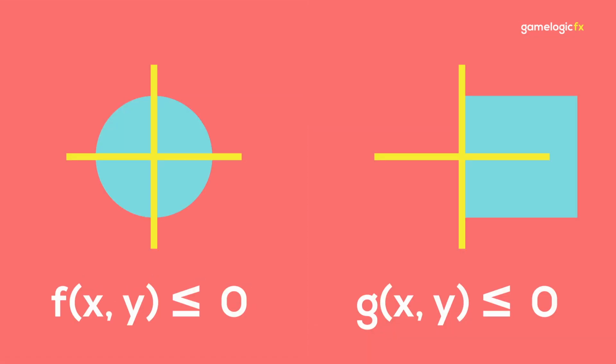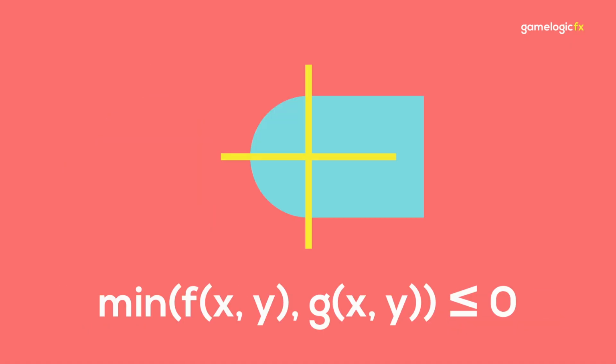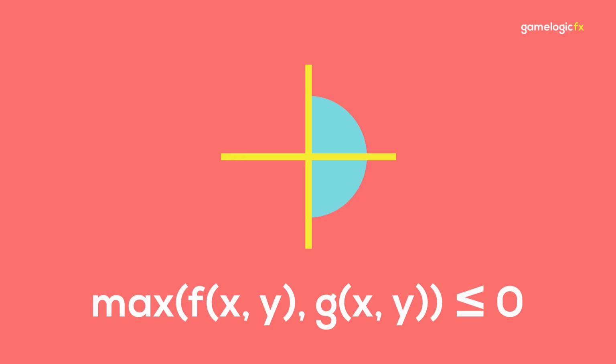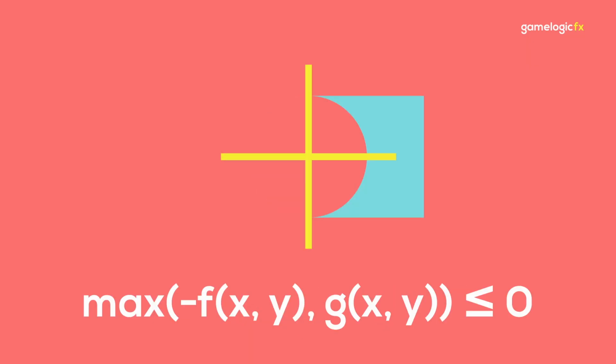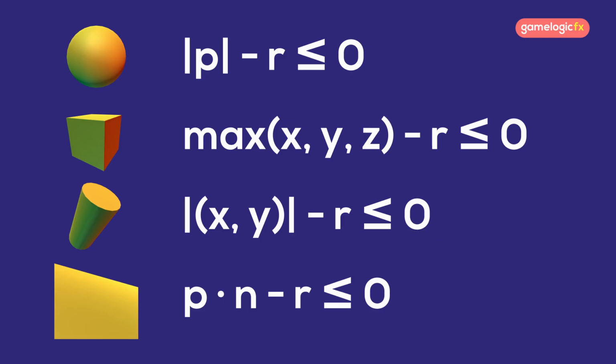Suppose you have two shapes described by inequalities in this form. We can get their union by taking the minimum of the functions to create a new inequality like this. For their intersection, we take their maximum. We can get their symmetric difference by multiplying them together. Finally, we can subtract shapes by computing the minimum between one shape and the inverse of the other. We use the same trick in 3D to describe solid shapes. Here are a few primitives.